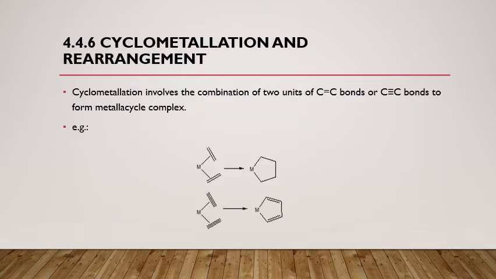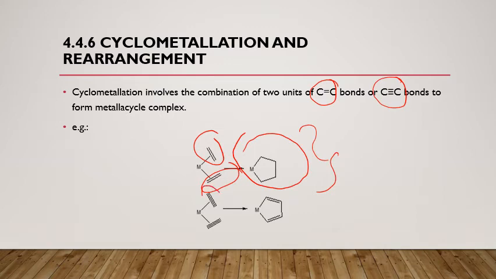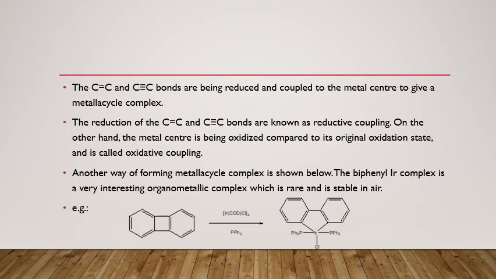The next reaction is cyclometallation and rearrangement, which involves the combination of two C double bond C or two C triple bond C to form a metallocycle complex. For example, here these two units of C double bond C will produce a metallocycle complex, and two units of C triple bond C will also produce a metallocycle with a double bond here. What happens is that the C double bond C and C triple bond C are reduced and coupled to the metal center to give a metallocycle complex.